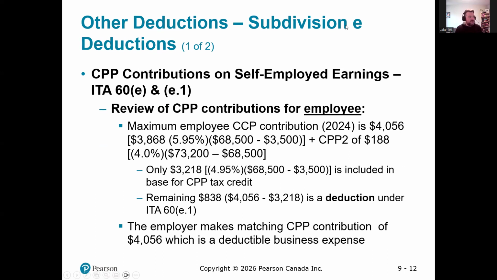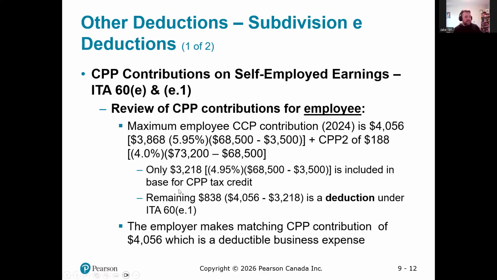Other deductions, subdivision E deductions. So subdivision D is where we're talking about our various inclusions. Subdivision E is what we get to deduct from our income. So CPP contributions on self-employed earnings. When you have CPP come off of your paycheck, that CPP, the amounts paid, are covered for you in terms of a tax credit. You don't get to subtract it from income.